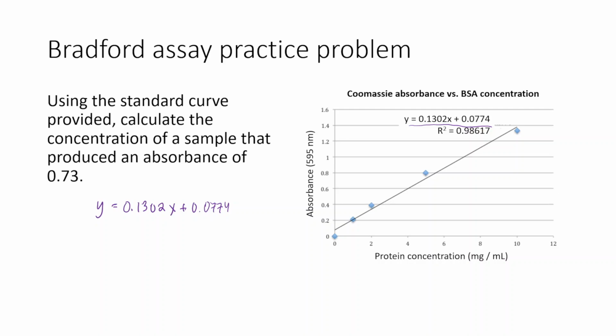Yeah, y is absorbance and x is concentration. Exactly. Just like on our graph, the y is going to give us the absorbance, x is going to tell us our protein concentration. So in this case, our absorbance is 0.73. 0.73 is our y. So now we have to figure out what our x is. We can rearrange the equation: subtract out the b, divide by the m.